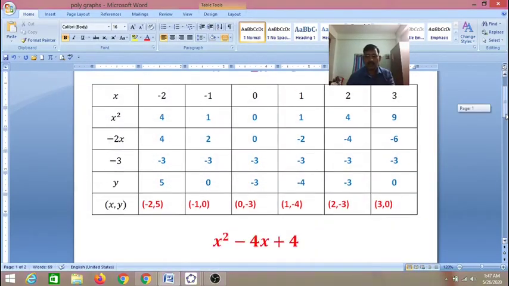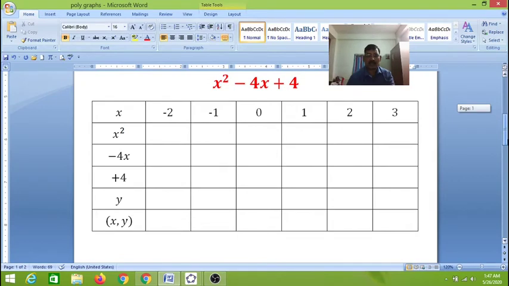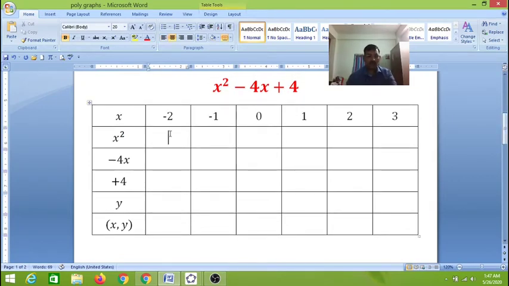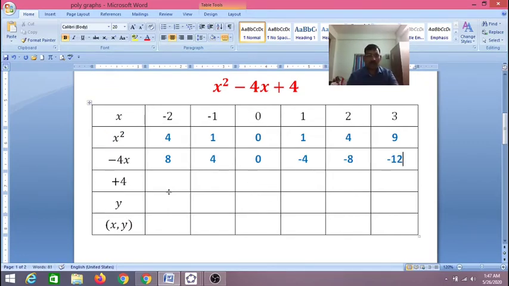Now let us go for the next graph, that is x square minus 4x plus 4. Again minus 2 whole square is 4, minus 1 whole square is 1, 0 square is 0, 1 square is 1, 2 square is 4, and 3 square is 9. Then minus 4x: minus 4 into minus 2, 8, minus 4 into minus 1, 4, then 0, then minus 4 into 1, minus 4, then minus 8, then minus 12. Of course 4 is a constant throughout, so it will be throughout 4 only.